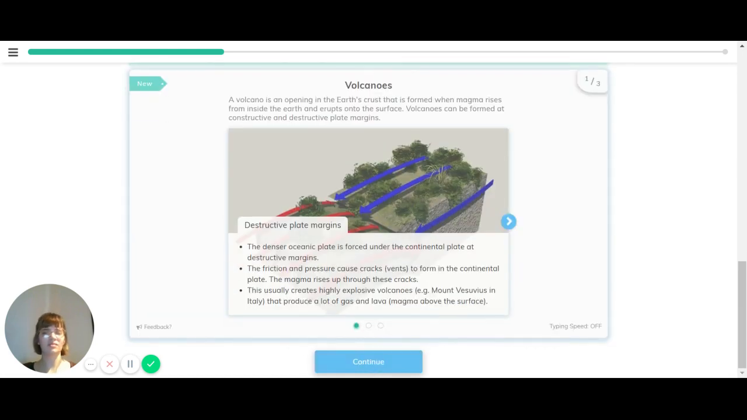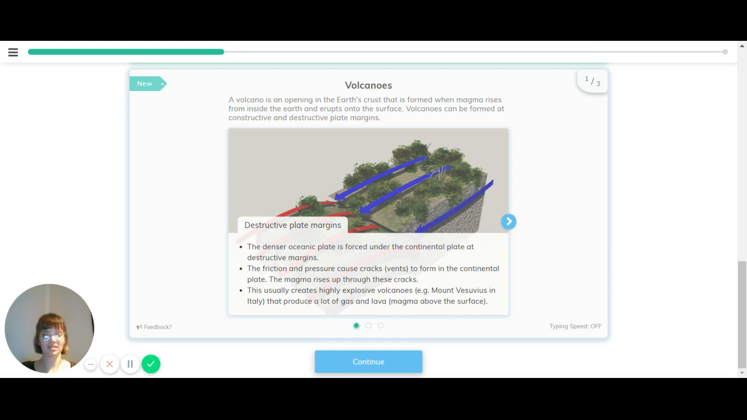Let's have a look at volcanoes. So a volcano is an opening in the Earth's crust that's caused when magma rises from inside the Earth and then erupts onto the surface. There are two types of plate margins that volcanoes can be formed at. These are constructive and destructive plate margins.